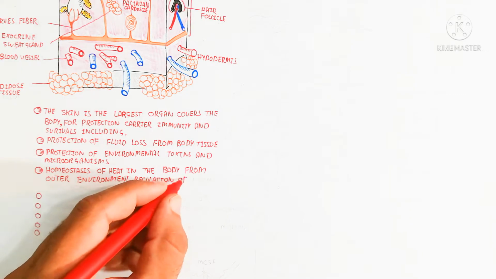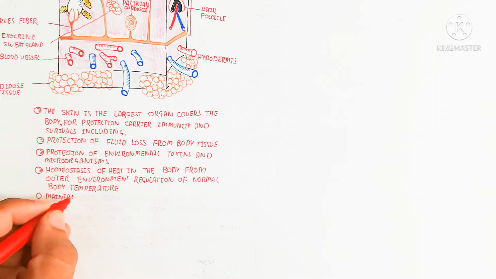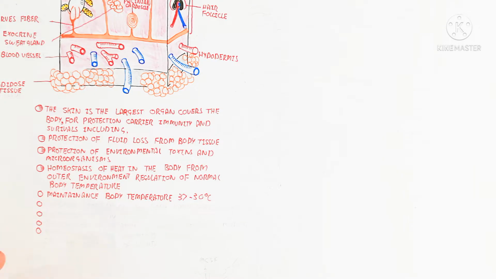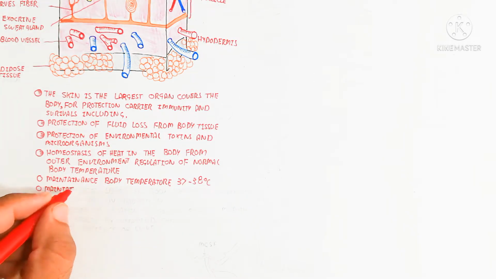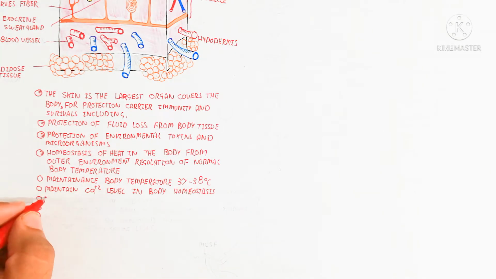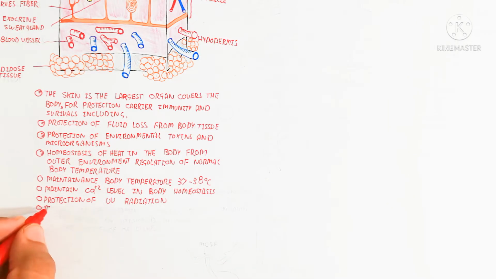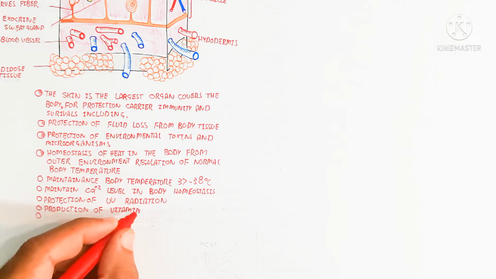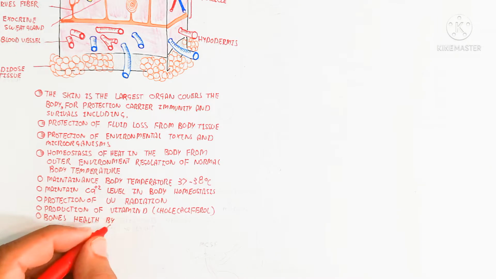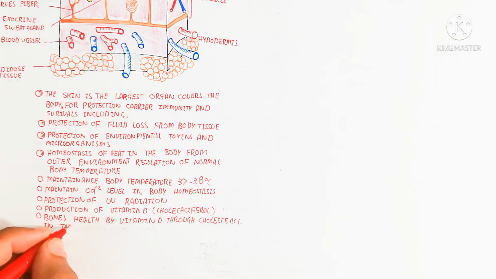The body temperature is maintained within the range of 37 to 38 degrees Celsius. Outside temperature fluctuation will affect it, but inside it is maintained by thermoregulation through skin evaporation or perspiration. The skin also maintains calcium level in the body as homeostasis, protects from UV radiation, and produces vitamin D, cholecalciferol, in the presence of light, which supports bone health. In this way the calcium level is maintained and muscle fatigue and weakness will not occur.